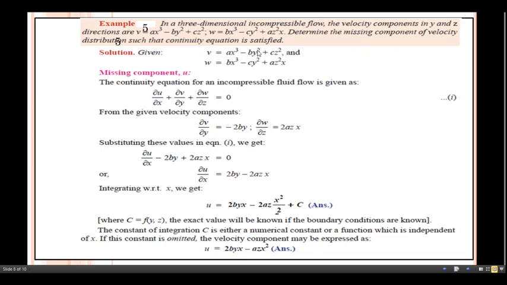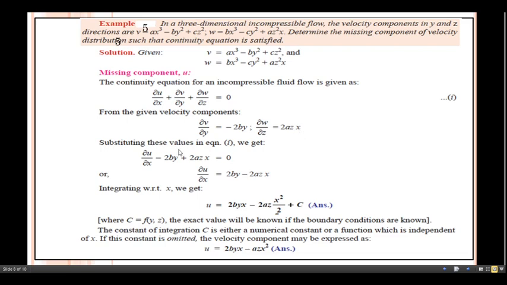What about this term? The 2 will come here, so minus 2by, this term will come here. What about the next one? Differentiation of this term with respect to z: because you are taking the derivative of this constant term, that becomes 0. What about the next one? 2 will occur here, 2az into x will remain here. So ∂w/∂z is nothing but 2azx.